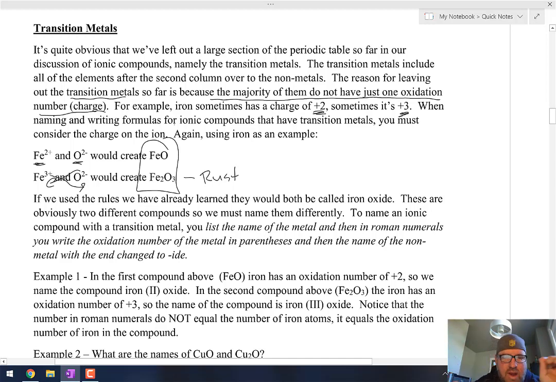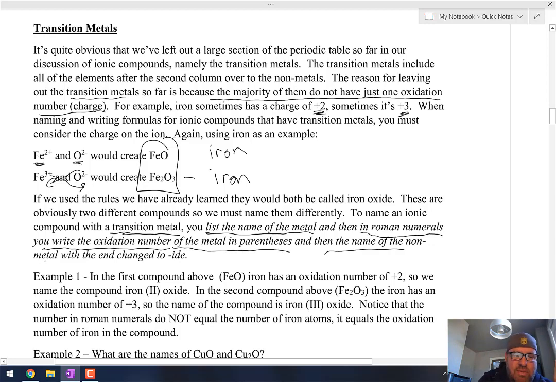So to name an ionic compound that has a transition metal in it, it's very, very similar to what we did before. You write the name of the metal, so iron, and iron. In both cases, obviously, it's iron. And then in Roman numerals, you write the oxidation number, which again just means the charge, of the metal in parentheses. And then the name of the nonmetal at the end changed to IDE. So this is iron, and notice I'm leaving some space there, oxide, and iron oxide.